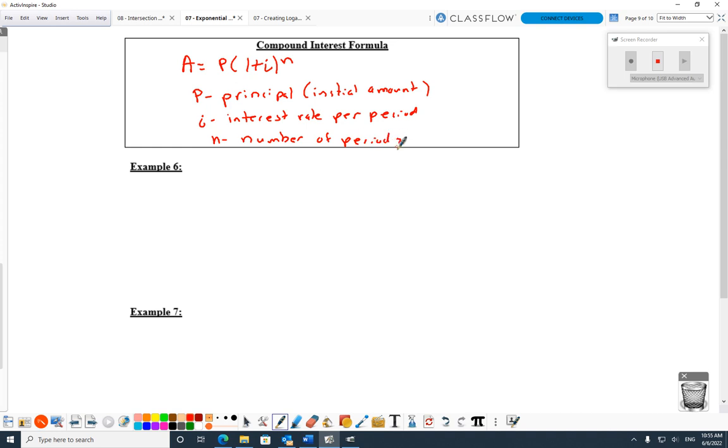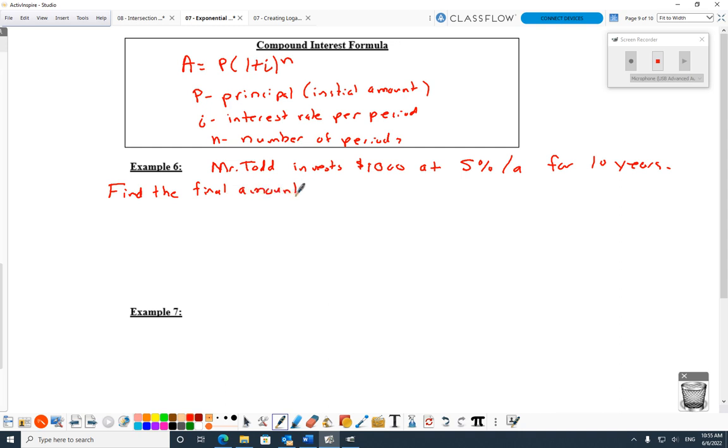So a simple example, then a complicated one. Mr. Todd invests $1,000 at 5% per year for 10 years. Find the final amount. Straight out of grade 11.